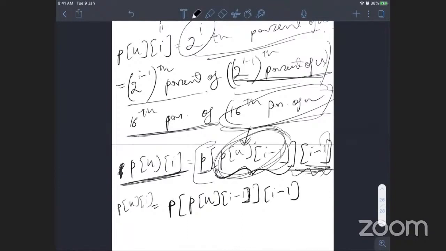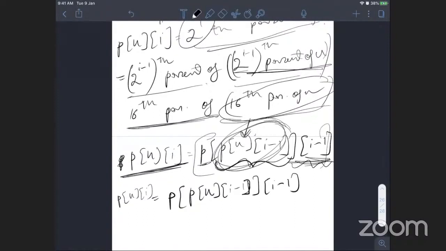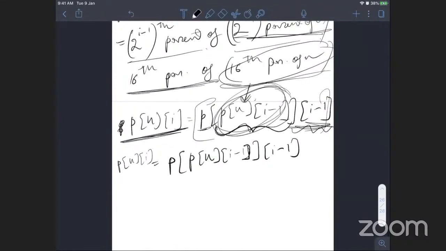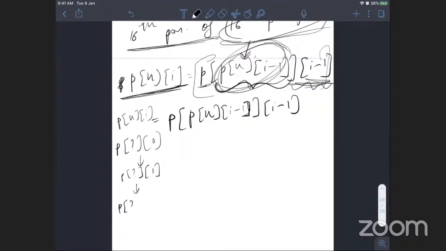Okay, it seems like people are getting clear of this concept and how these loops are working. Cool. So I said, right, P question marks zeros are easy to calculate. Then we'll move to P question marks one. Then we'll move to P question marks two. By question mark, I mean all the values.